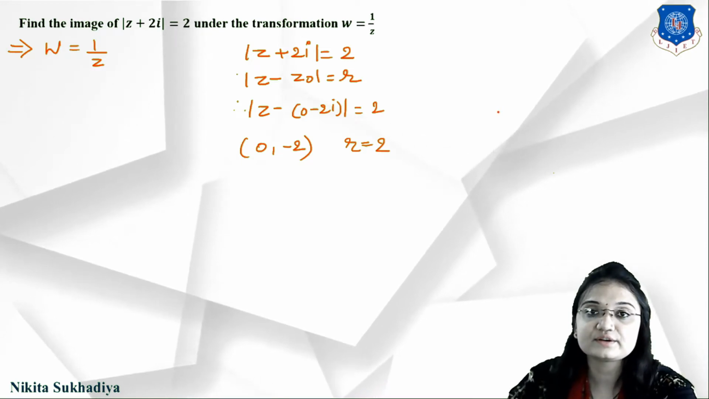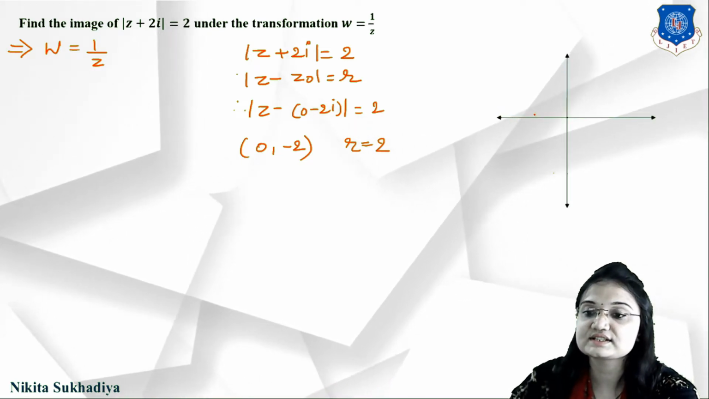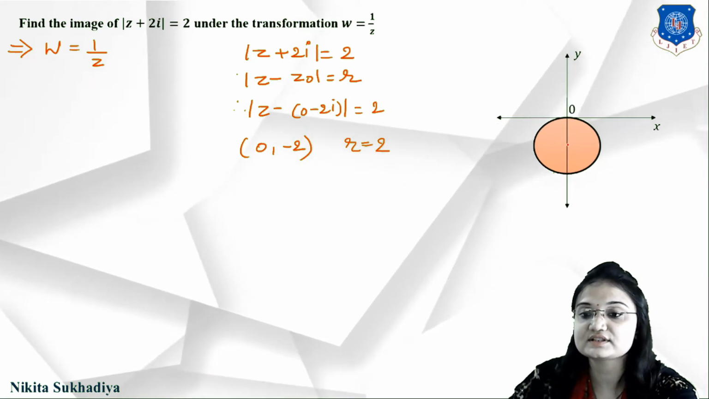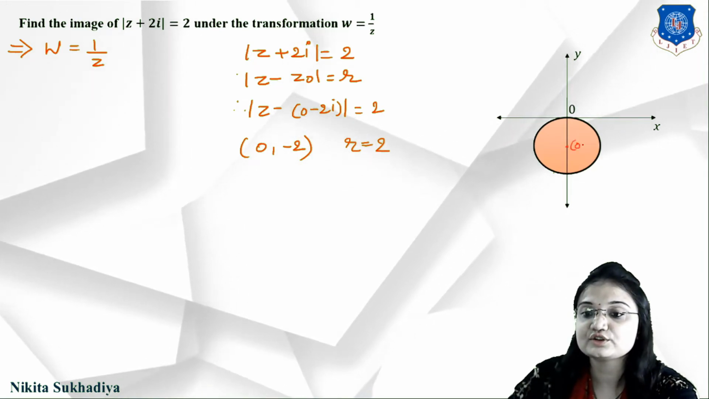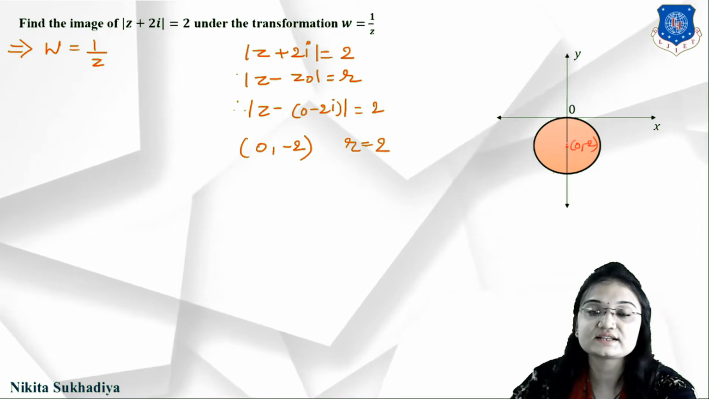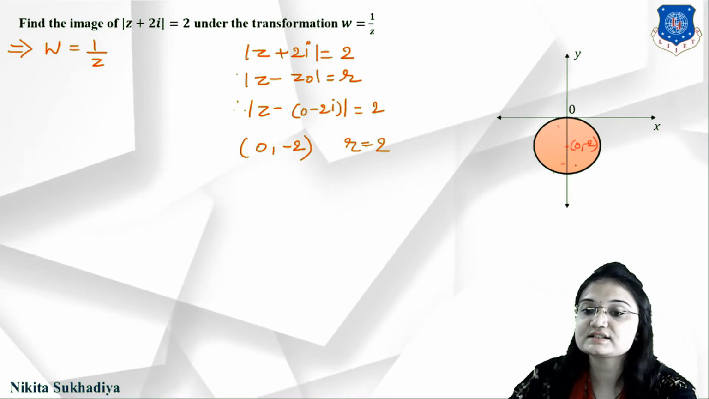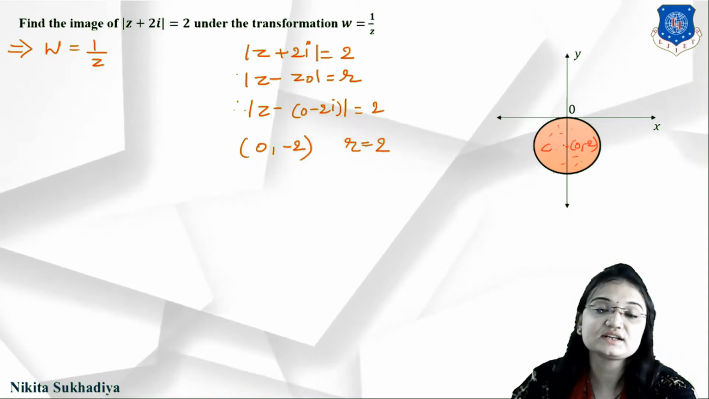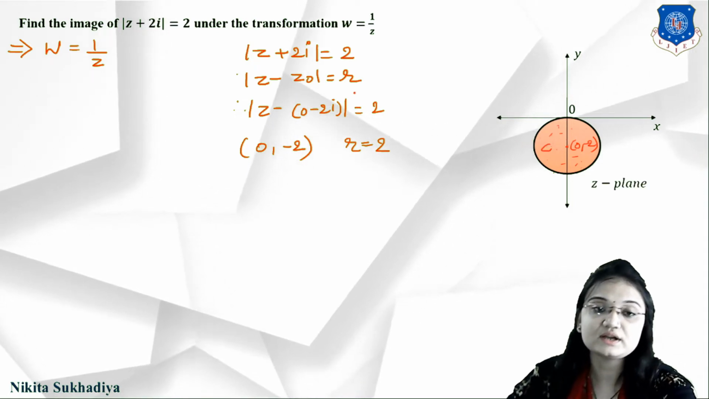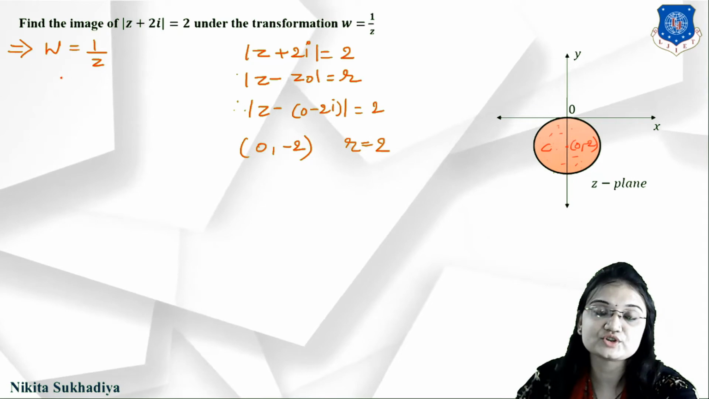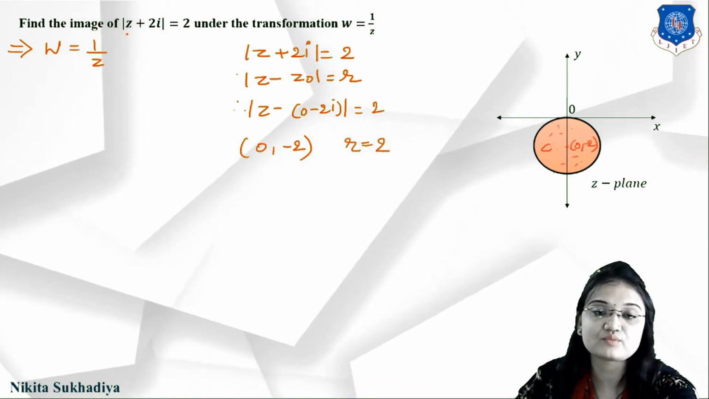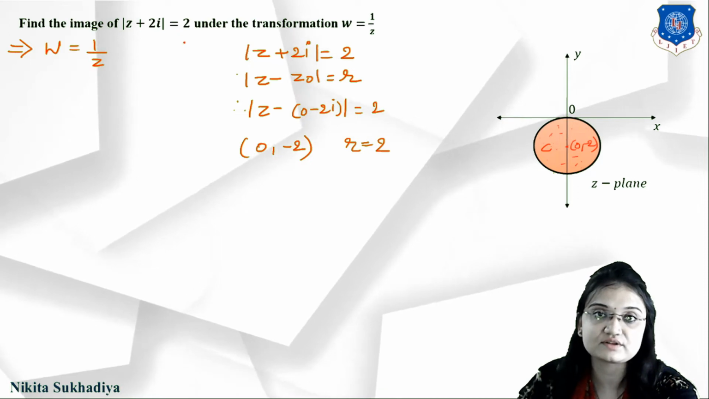So how can we represent it in the Z plane? This is the x axis, this one is the y axis, and here we have a circle with center point 0, minus 2 and radius r is equal to 2, and this is the area, or in another way we can say this is the region C in the Z plane. Okay, now here we have the transformation. With the help of this transformation, we have to find the image of modulus of Z plus 2i is equal to 2.